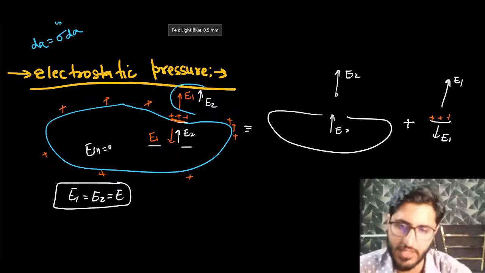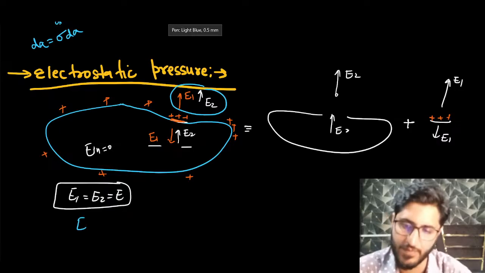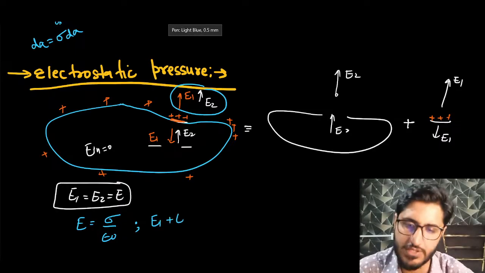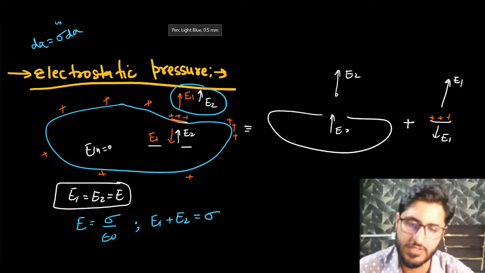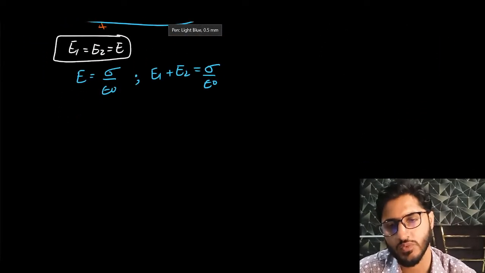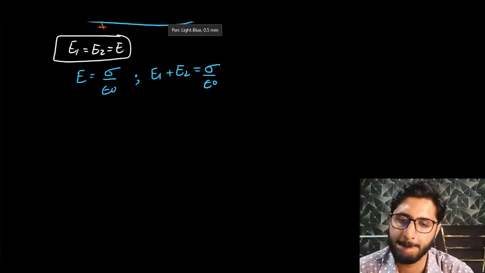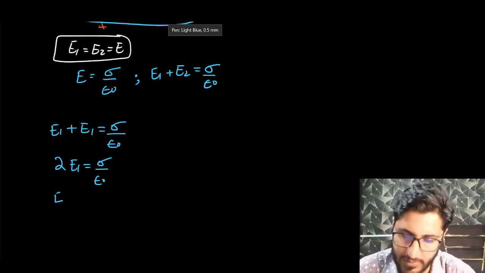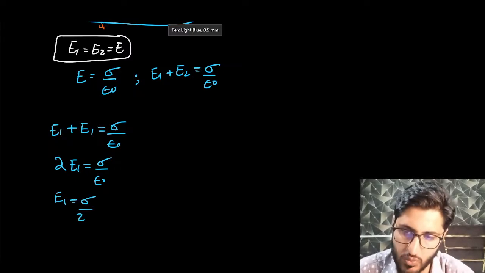Outside, what is E? Sir, E is sigma by epsilon naught. But here, E equals E1 plus E2, which equals sigma by epsilon naught. I can write E1 plus E1 because both are the same. E1 plus E1 is 2E1, so 2E1 equals sigma by epsilon naught. So I can get E1 as sigma by 2 epsilon naught.